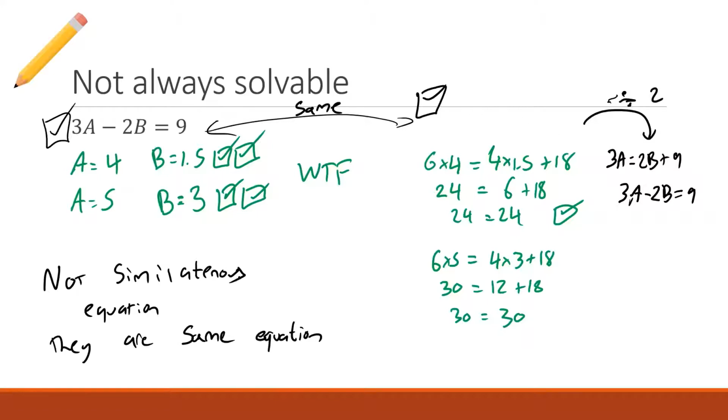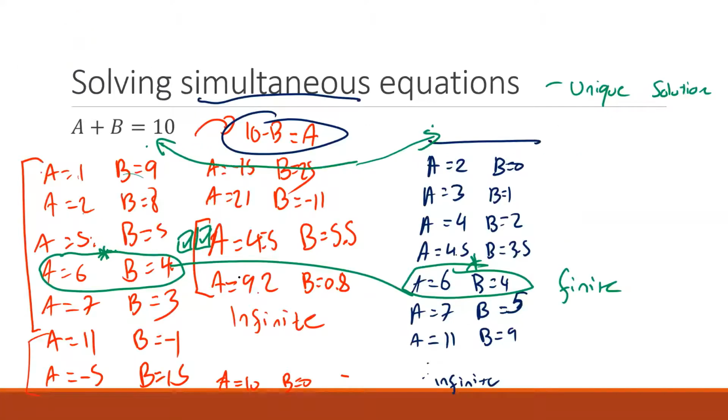I want you to compare that to these ones here. These two equations, a plus b equals 10 and a minus b equals 2, they are not the same equation. I can't just multiply or divide or manipulate that first equation to get to that second one. They're completely different equations, which is why there is a unique solution.